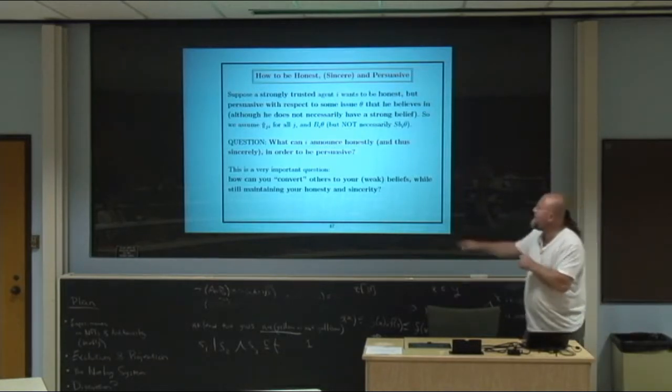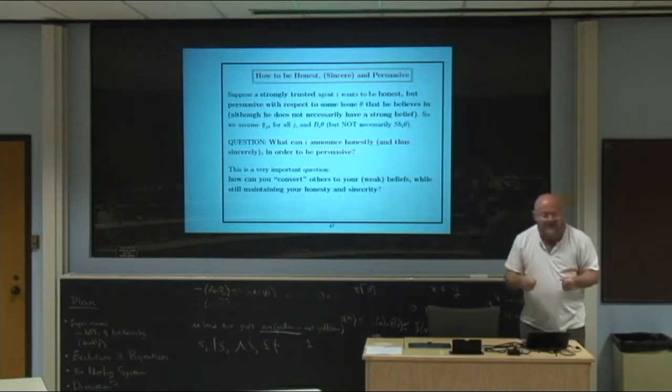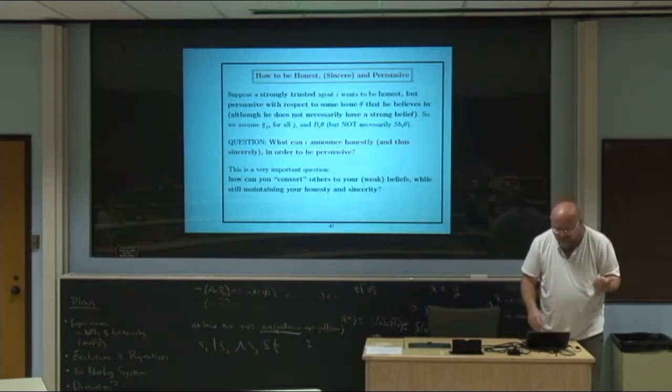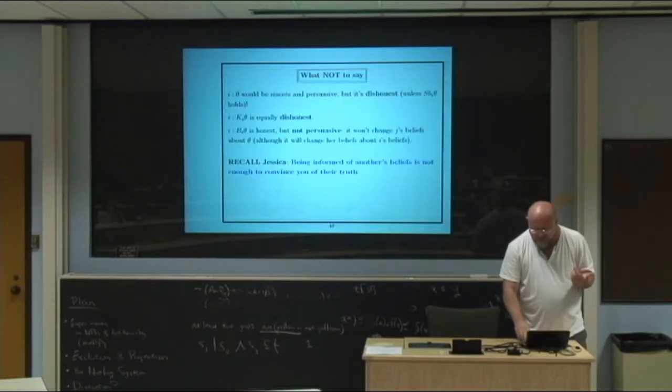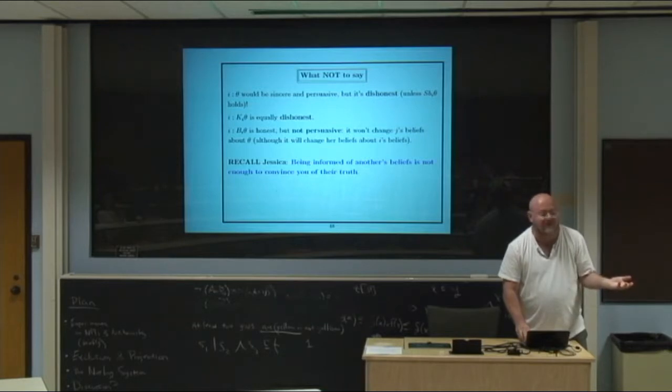So strongly trusted means they all have radical agreement, or he barely believes means it's just B_i theta, but not necessarily strongly believes. What should she say? We saw that he shouldn't say theta itself, because this might be dishonest. He cannot say, I know theta in the sense of K, because this will typically be dishonest. He cannot say, I believe theta, because this will be honest but not persuasive, because being informed of others' beliefs is not enough to convince you of their truth.